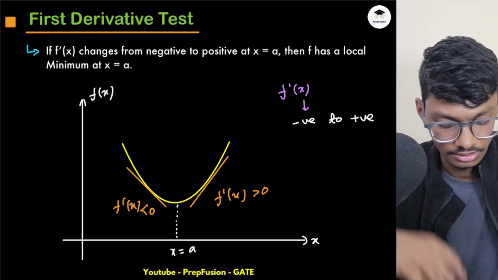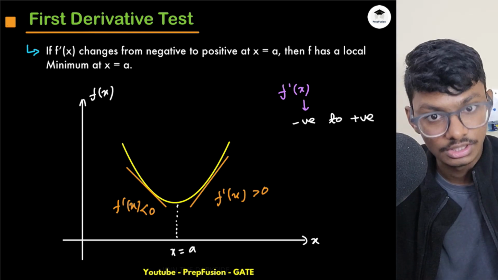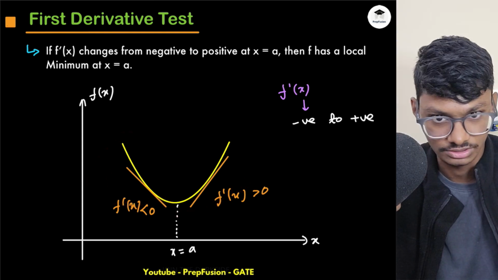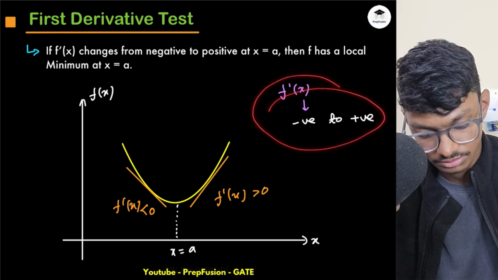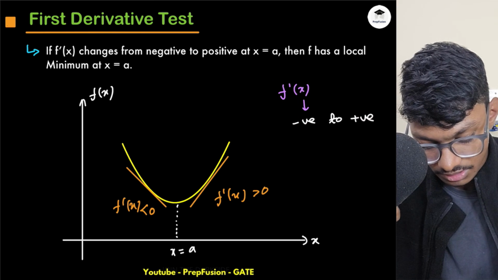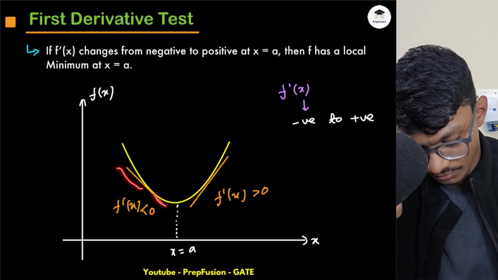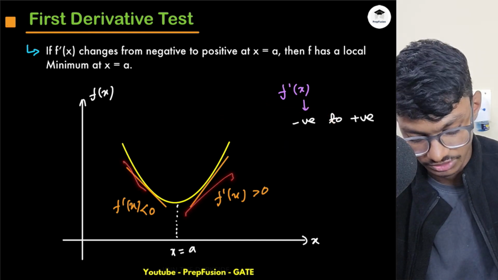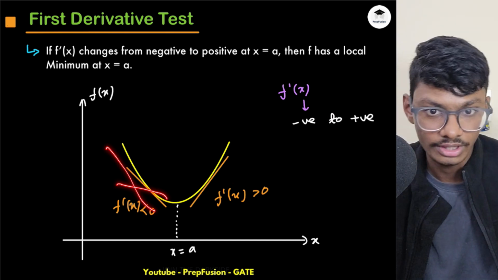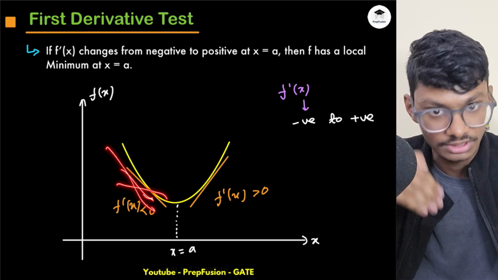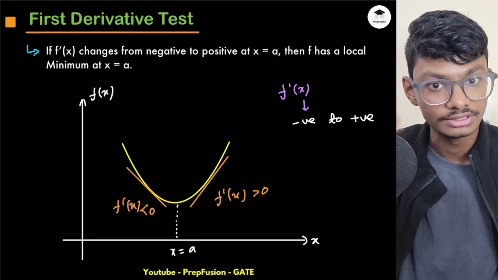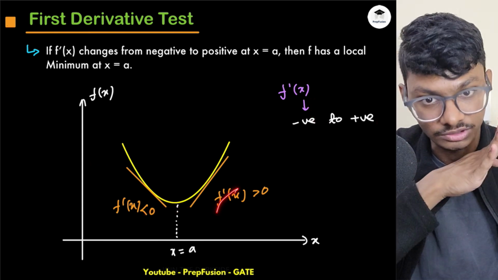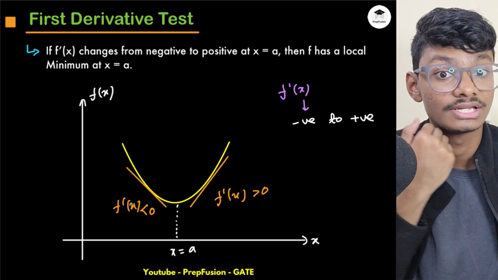This means the derivative is increasing. So if the derivative is increasing, then the function will also increase after this point, right? If the derivative is increasing from negative to positive, then just before it is negative, and as it was negative, that means my function is reducing. Then suddenly it becomes 0, and then again my derivative became positive. If my derivative became positive, that means my function is increasing.